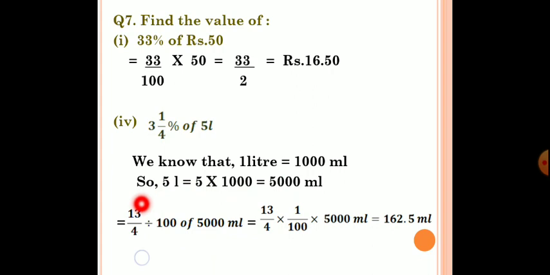So we can write this as 13 by 4, percentage means divided by 100, of 5000 milliliter, which is equal to 13 by 4 into 1 by 100 into 5000. So we can cancel this 100 and from this 5000 2 zeros will get cancelled. So here you can write 13 into 50, that is 650 divided by 4. If I divide 650 by 4, we'll have 162.5, and since we have converted the liter into milliliter, the unit will be milliliter.